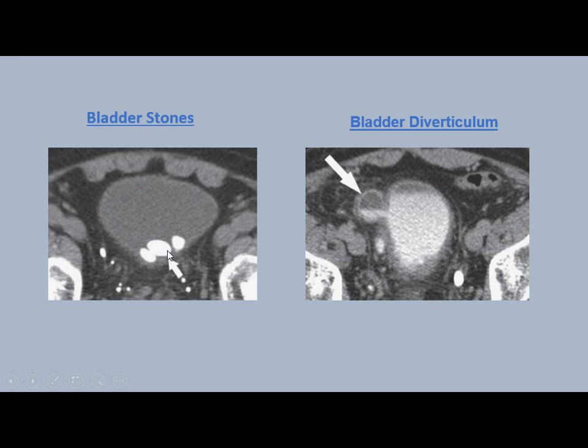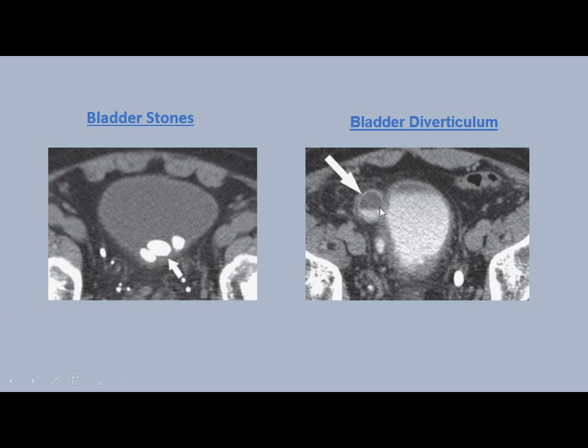Bladder stones may be passed from the kidney or formed in the bladder, but importantly, they must be removed because there is recurrent infection and predisposing to the development of carcinoma.